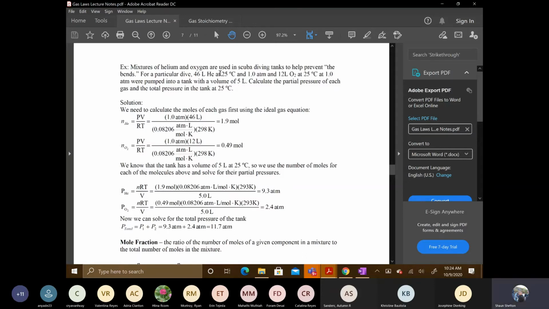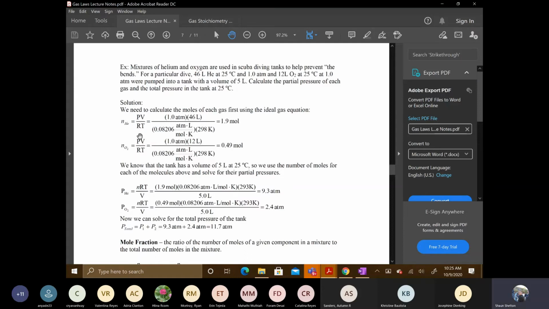You're saying, well, how do I know to do that? Well, you look at the information that they give you. In order for us to figure out the partial pressure of each gas, we need to know the moles of gas. That's the first thing, because we're going to have to use the ideal gas law. So you have liters, temperature, and pressure, and we're solving for moles. That's the ideal gas law by definition. So figure out the moles.